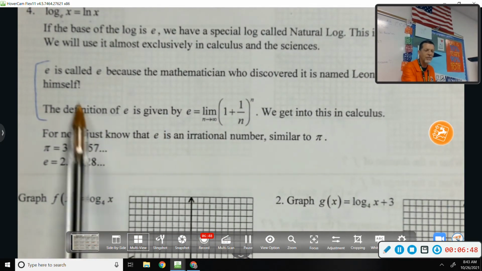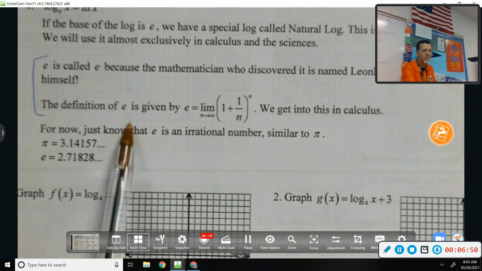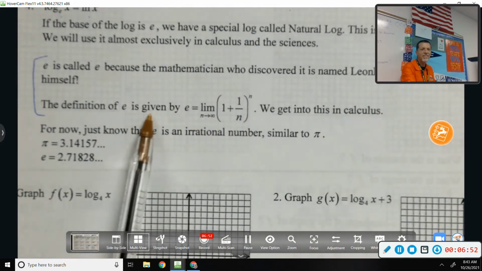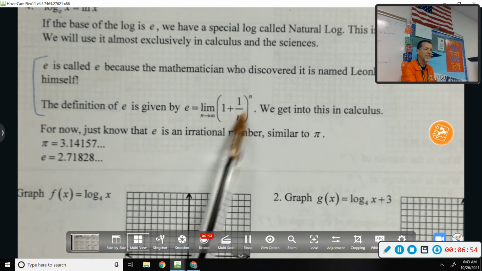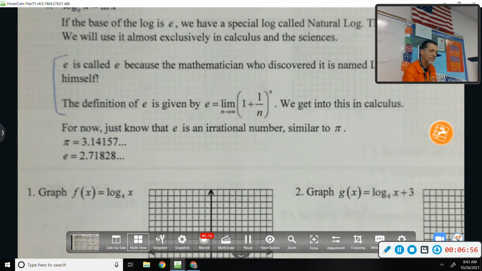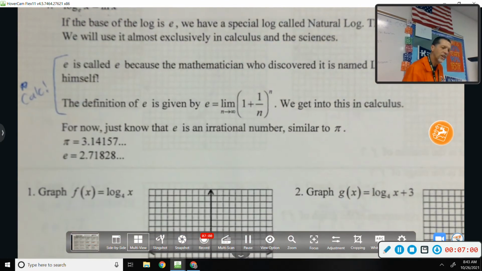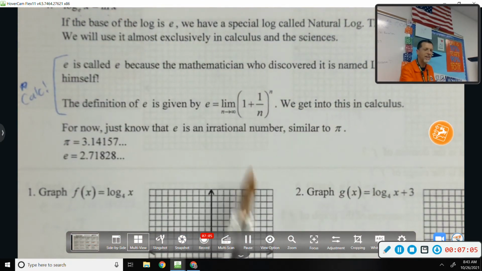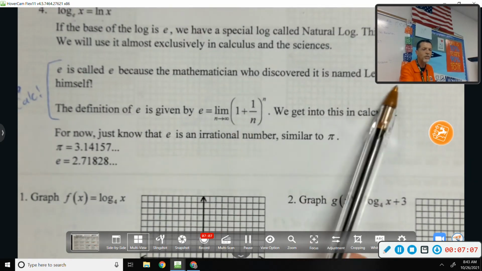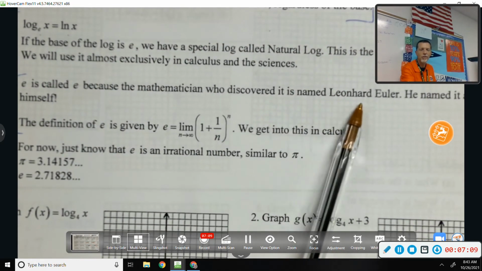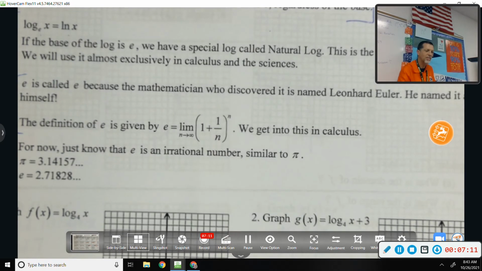This is not really necessary for us. This is sort of a calculus thing. The definition of e is way more than we need. Save that for calculus. So that's sort of a side note, but we're not going to ask you a question about limits, and we're not going to ask you to spell Mr. Euler's first name, that sort of stuff. That's kind of just a side note.